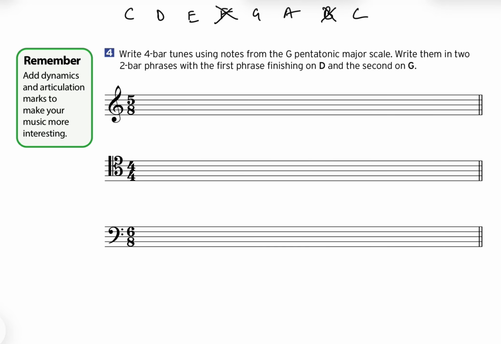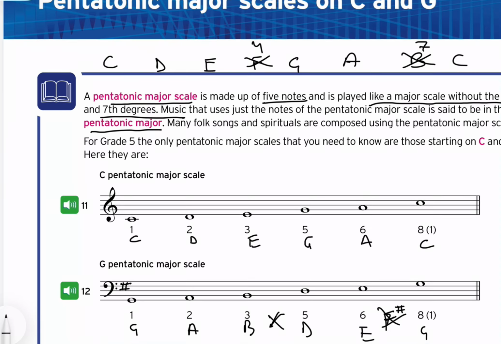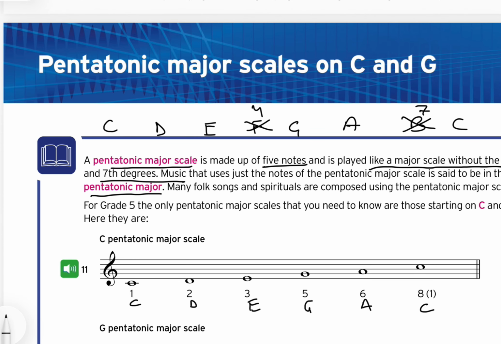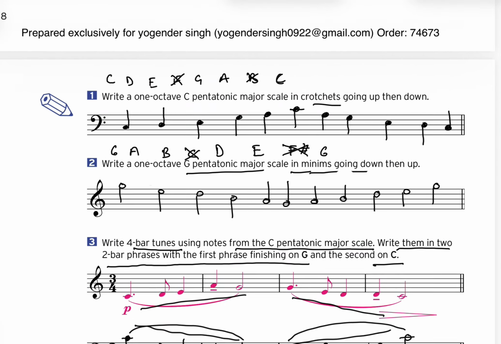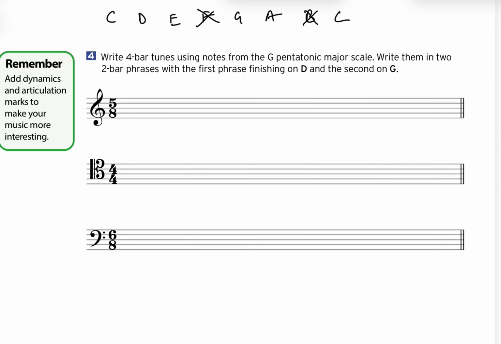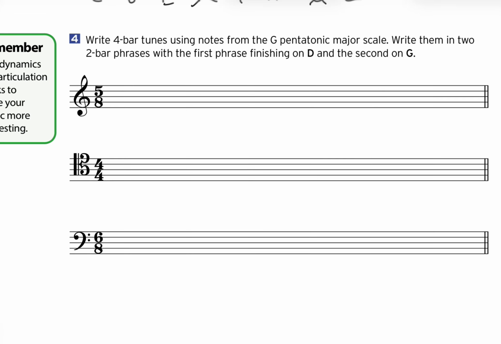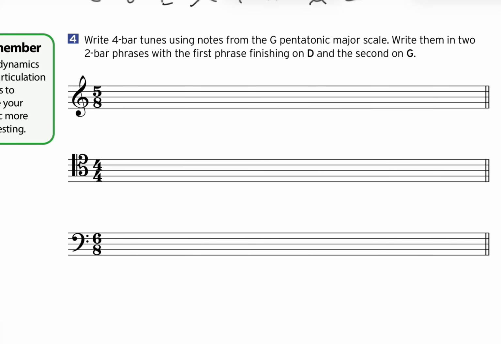So today we are going to do the part 2 from our topic, which was pentatonic major scale on C and G. Okay, so today we're going to do the second part. So last time we left over here at question number 4, which talks about write 4 bar tunes using notes from G pentatonic major scale. Write them in 2 bar phrases. First phrase finishing on D and the second on G. Okay, so let's start this.